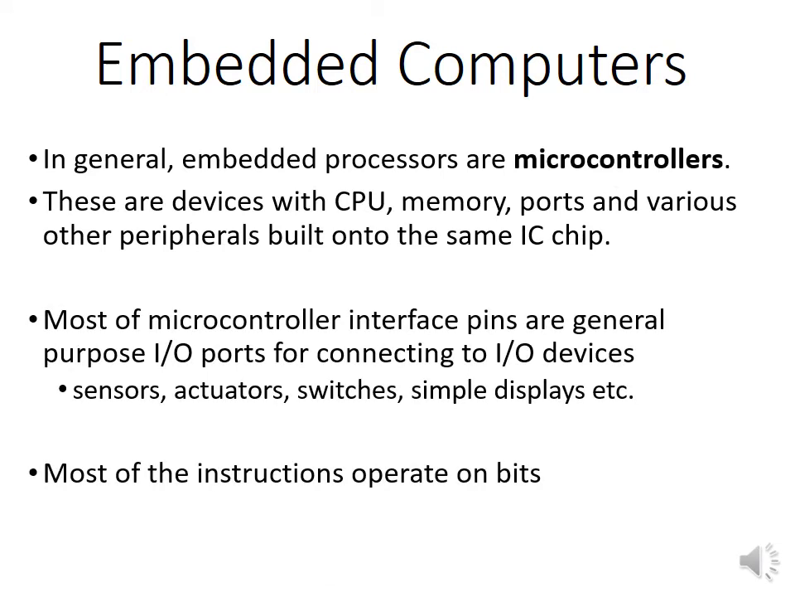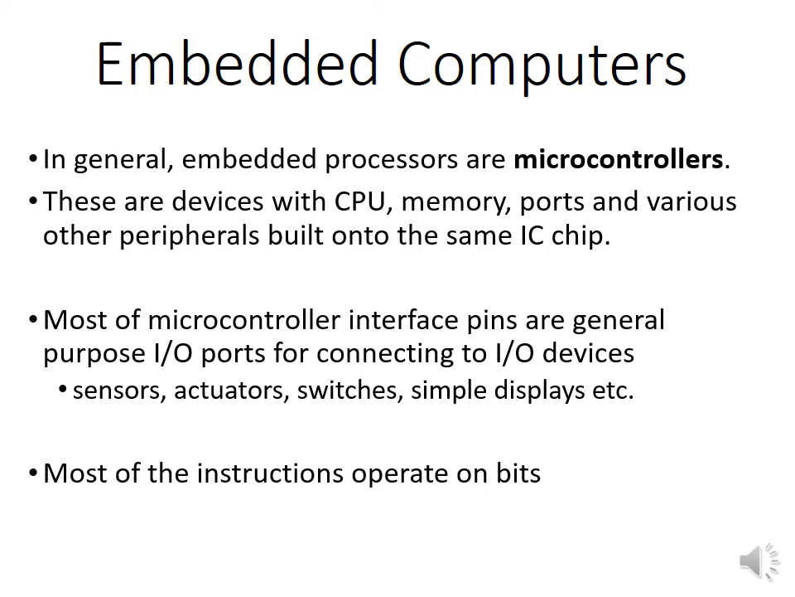In general, for embedded computer systems, microcontrollers are used as the processors. Microcontrollers are programmable devices that have got the CPU, memory, ports, and various other peripherals all built onto the same IC chip. In other words, we can refer to them as computers on a chip. All these components are built onto the same chip so as to reduce the chip count.